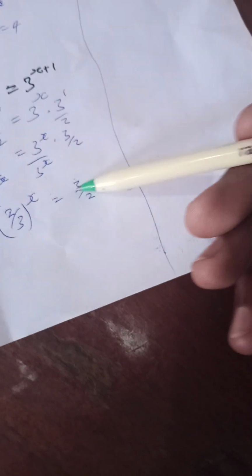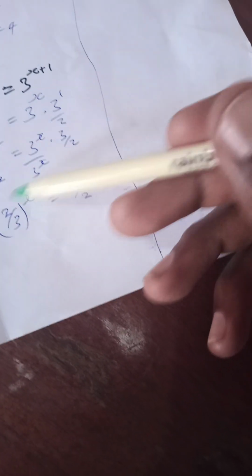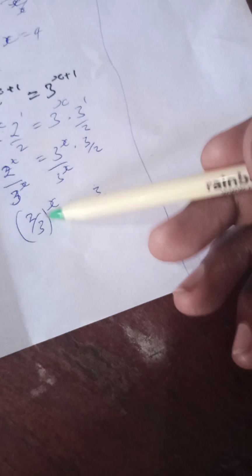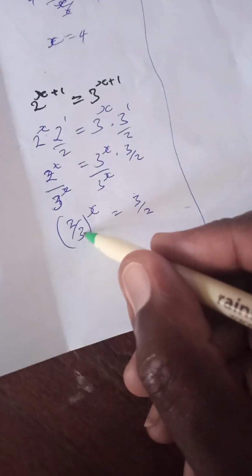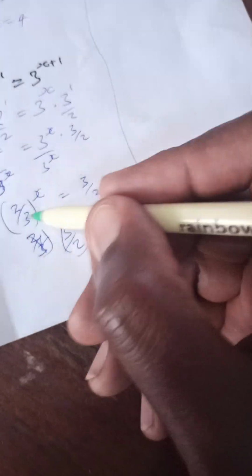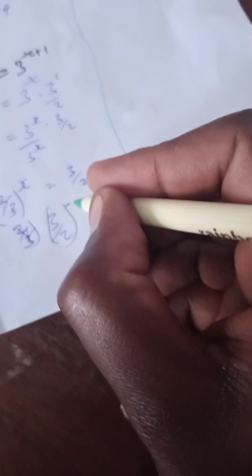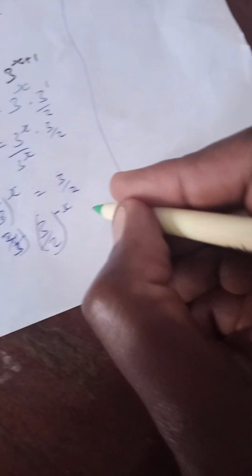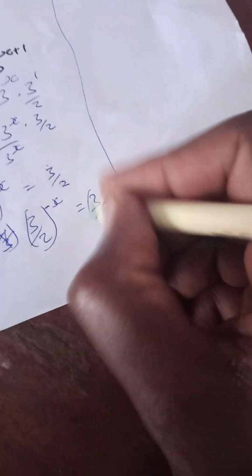Now, for this to have the same base, this is 2 over 3, this is 3 over 2, but there's a way we can make them the same base. How? You just do the reciprocal. For example, if you decide to reciprocate this side, you have 3 over 2. So the reciprocal is 1 over this, which is like having negative 1 times x, so negative x, is equal to 3 over 2. Remember this is raised power 1.